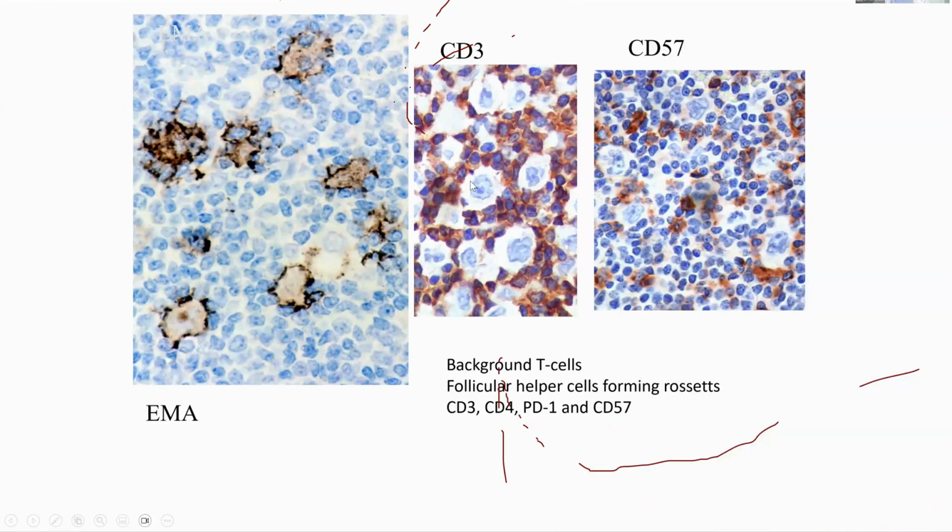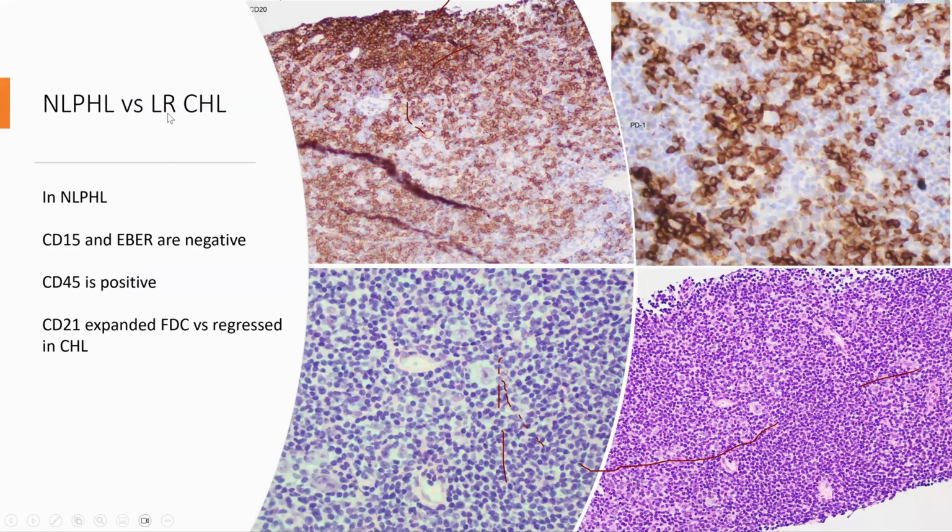The third component is the background T cells, which are follicular helper cells in immunophenotype and are positive for CD3, CD4, PD1, and CD45. So how do we differentiate between nodular lymphocyte predominant and lymphocyte-rich classic Hodgkin lymphoma? As we said, CD15 and EBER are negative in nodular lymphocyte predominant, and CD45 is usually positive. This is PD1 staining, as you can see here. This is CD20 staining.